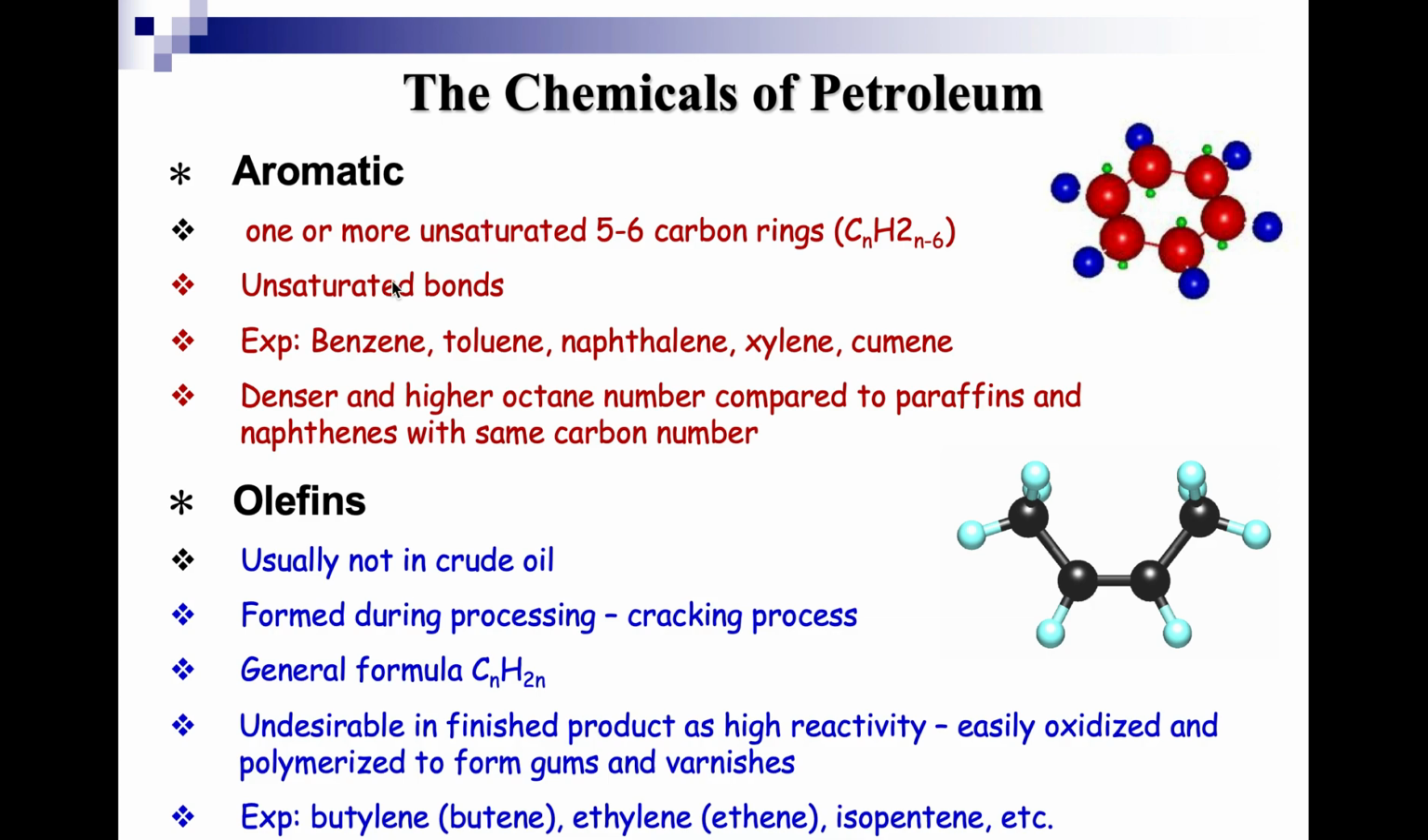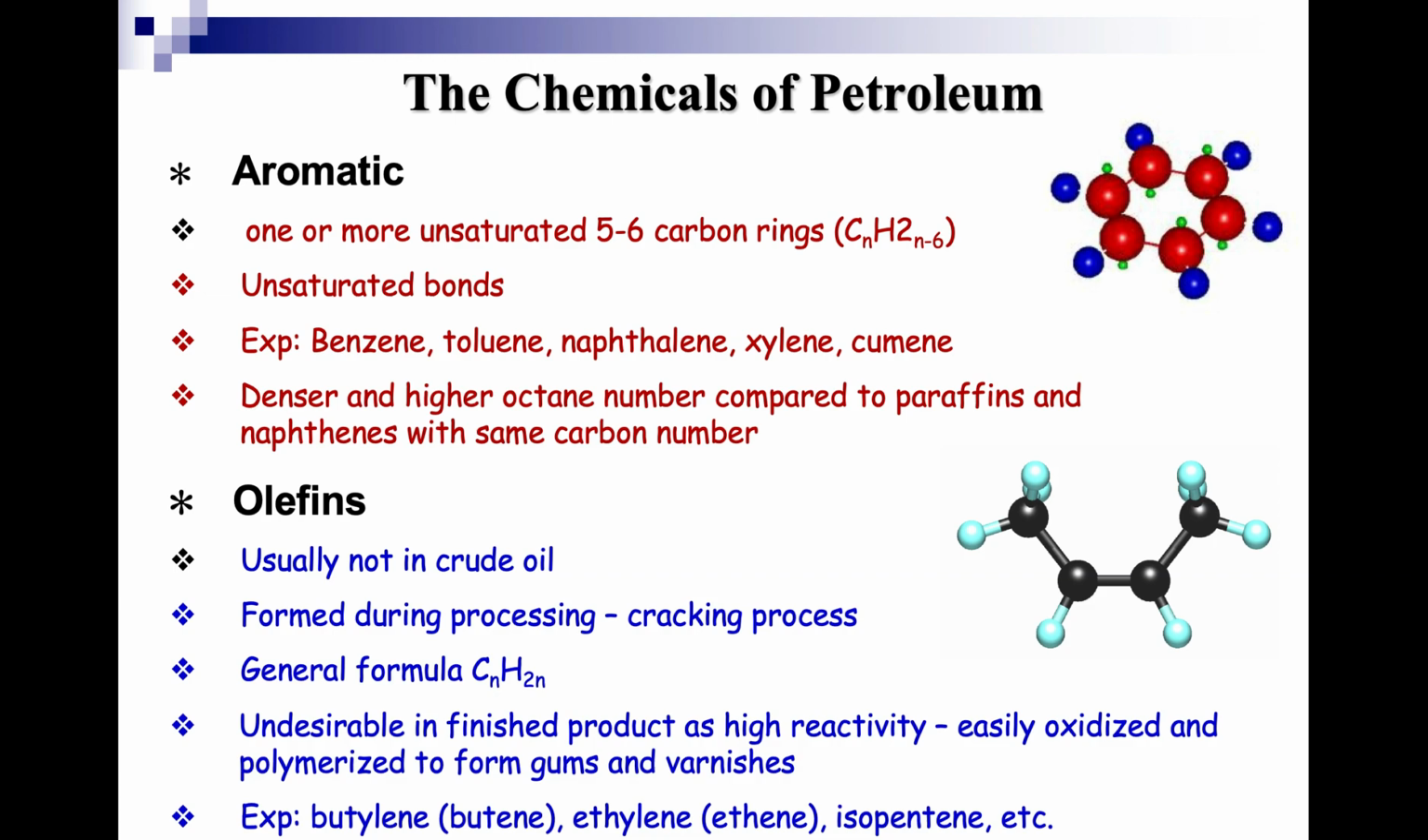And next one is aromatics. Aromatics are one or more unsaturated 5 to 6 carbon rings with the chemical formula of CnH2n-6. These have unsaturated bonds, and the examples are benzene, toluene, naphthalene, xylene, cumene. And aromatics are denser with a higher octane number compared to paraffins and naphthenes with the same carbon number.